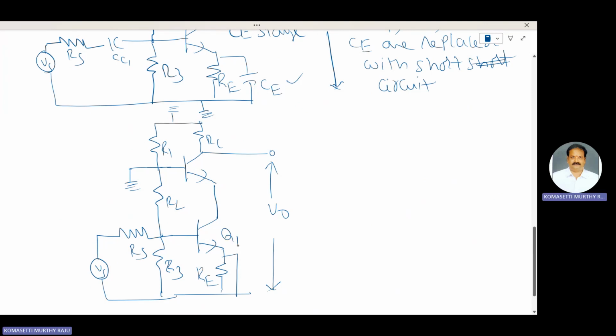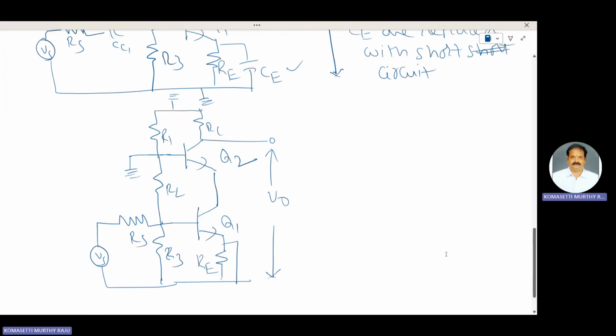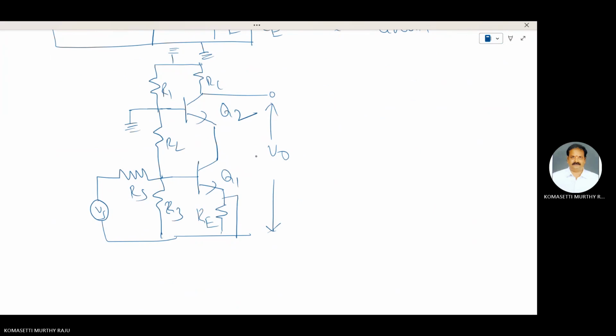This one is transistor Q1 and this one is transistor Q2. The resistance R1 is connected between two grounds. This one is ground, this one is also ground. It has no effect. Therefore, R2 and R3. This is also ground here. The simplified diagram is like that.